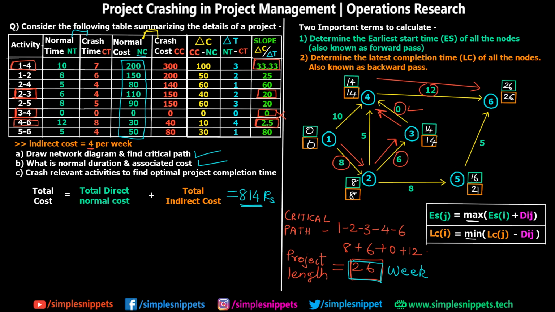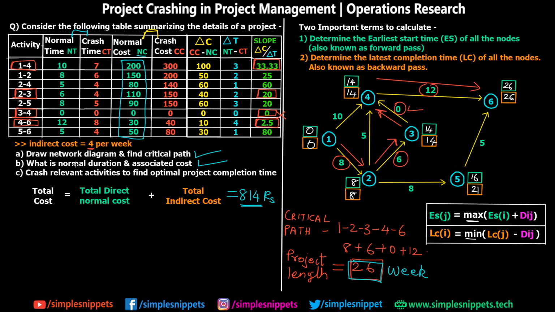The next smallest value is 2.5, which is activity 4 to 6. And 2.5 is also less than the indirect cost, which is 4 per week. Basically the slope value is the cost that will increase per week if you crash the activity. So if I crash activity 4 to 6 by 1 week, 2.5 rupees will be added to the project cost. Similarly, if I crash activity 1 to 4 by 1 week, 33.33 rupees will be added.